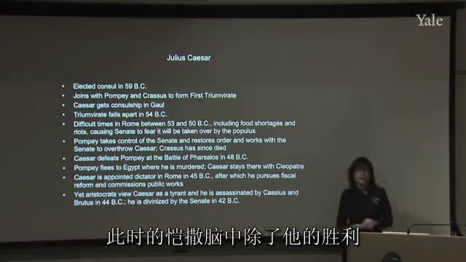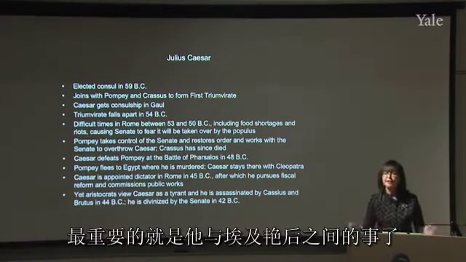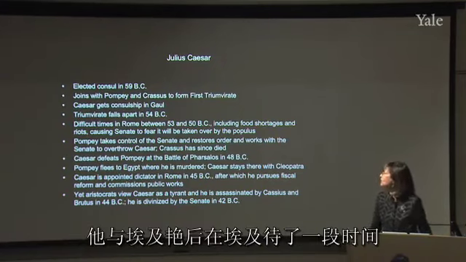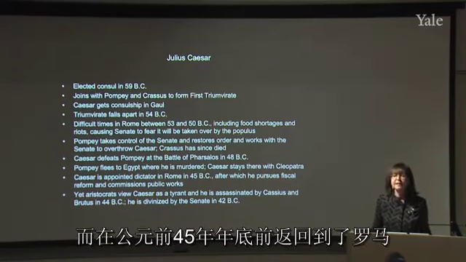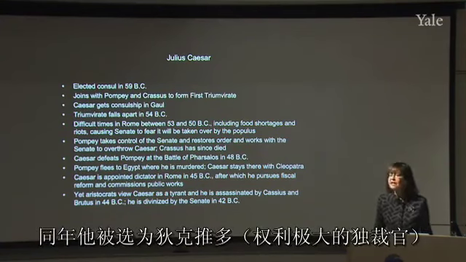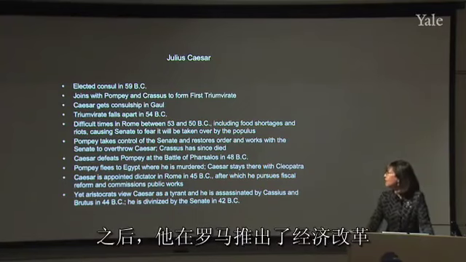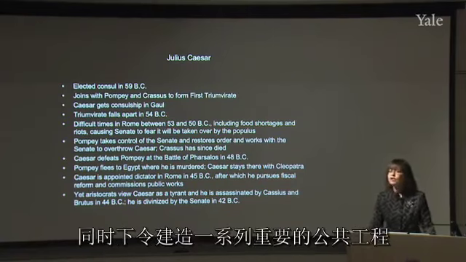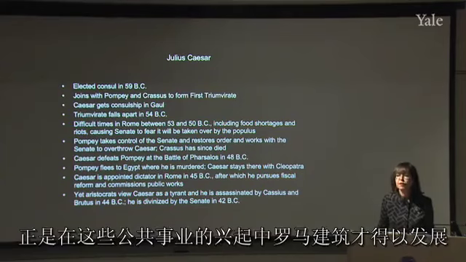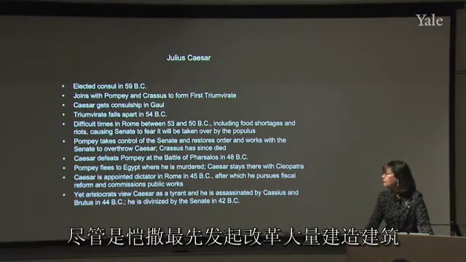Caesar, at that point, despite his victory, what was foremost in his mind was his affair with Cleopatra, and he stayed in Egypt with Cleopatra for a period of time. But by 45 BC, he had returned to Rome. He was acclaimed dictator in that year, in 45, and after that he pursued fiscal reforms for Rome, and also he commissioned a number of very important public works, and that's where Roman architecture obviously comes into play.